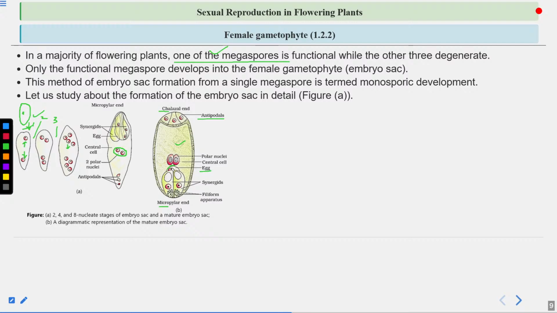So always remember this. The mature female gametophyte, or the embryo sac, consists of 8 nuclei and a 7-cell structure. And this 8-nucleate, 7-celled structure has been formed from 1 megaspore only, and that is why the development of this embryo sac is called monosporic development.